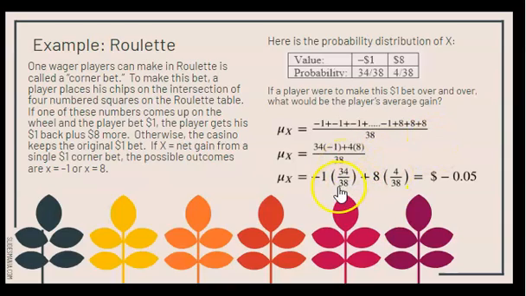Or I can do it this way. Rearrange a little bit, -1 times 34 over 38, and 8 times 4 over 38. And that's the easiest way to think about it. If you think about multiplying down the table, and then you add the results. So you multiply down and you add. When I do that, I get -0.05, which is about 5 cents. So what does that say? If a player were to make this $1 bet over and over, on average, they would lose 5 cents.